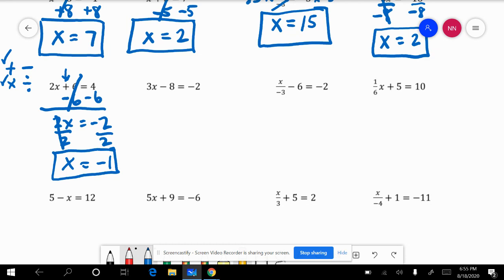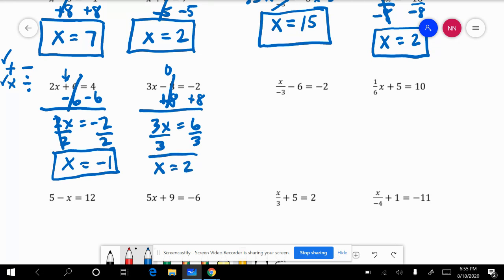Looking at the next one, subtracting 8. So we're going to add 8. The 8's cancel, they become 0. We have 3x equals 6. This is multiplying. So what we're going to do is divide by 3, and that gives us x equals 2.